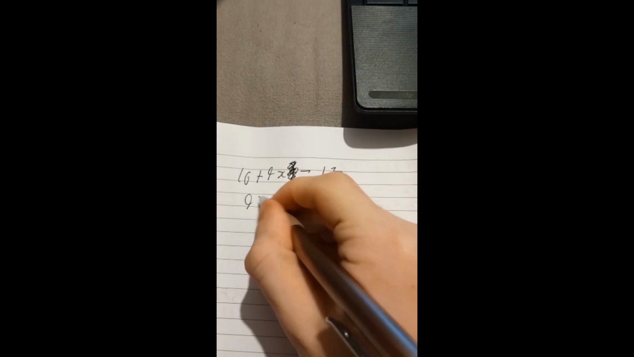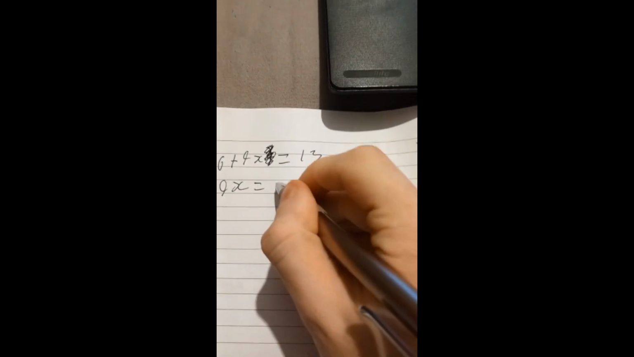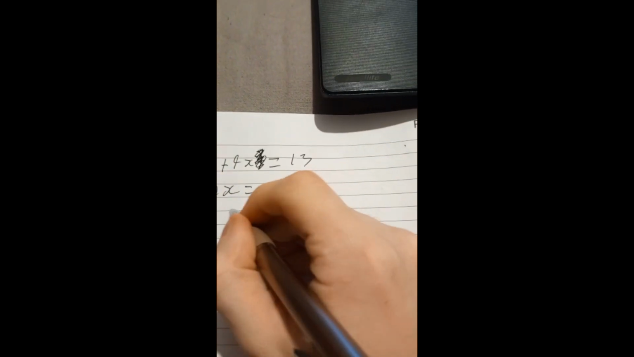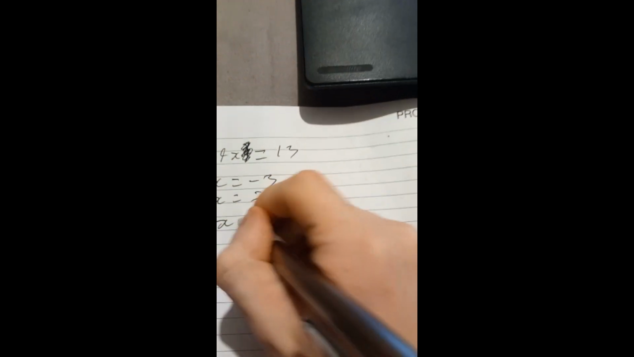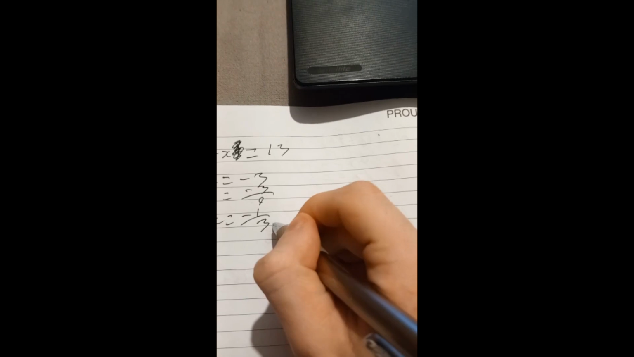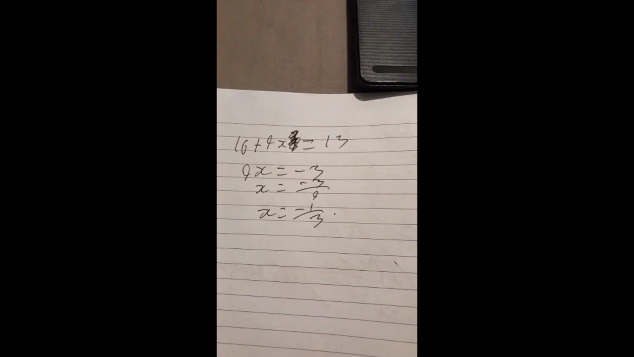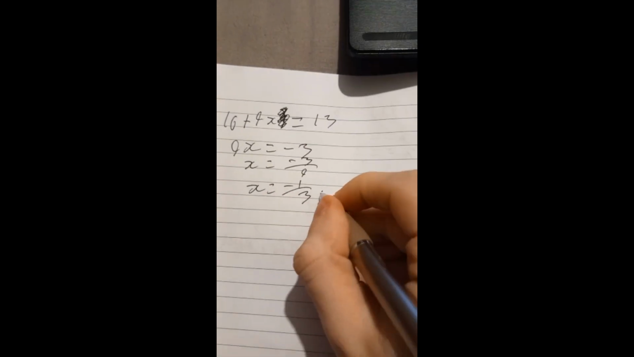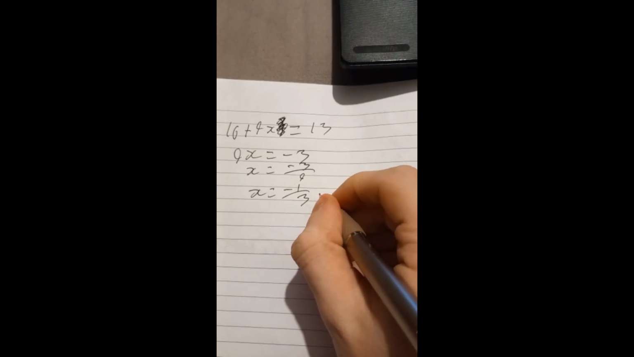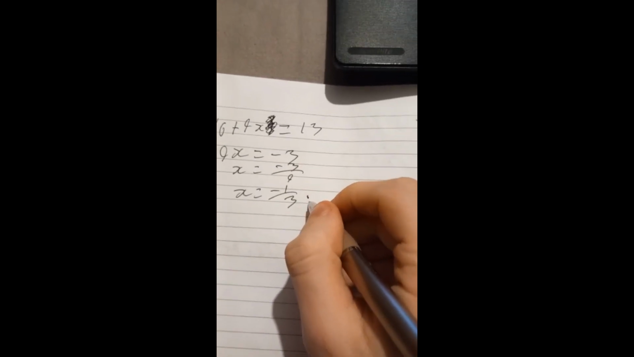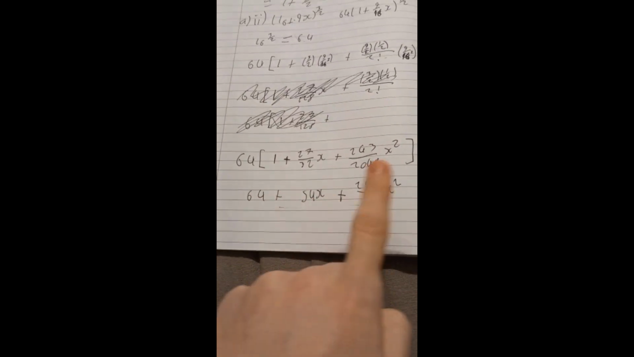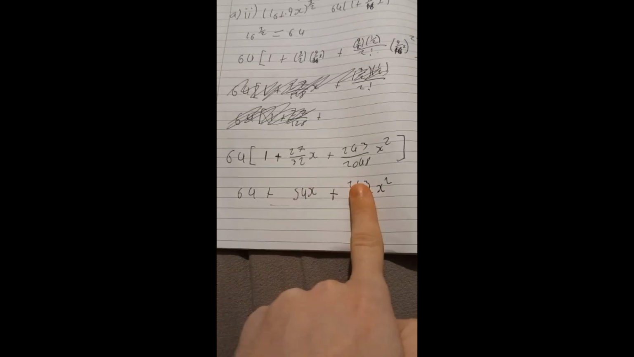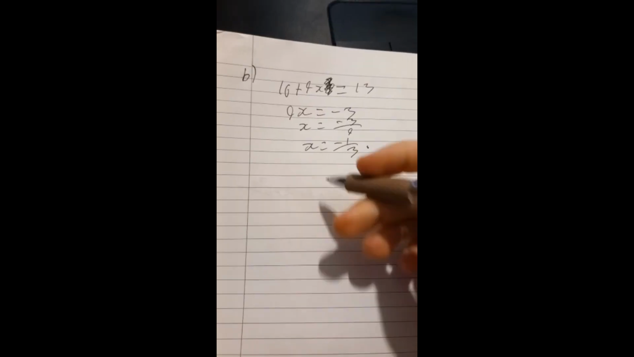That's going to give us 9x equals minus 3, and then we divide that by 9 to get x equals minus 3 over 9, which is just minus a third. So that's our x value that we're going to be subbing into stuff. So if you remember our answer from part A2, it was this, right? So we're going to sub minus a third into everywhere it says x, so I'll do that now.